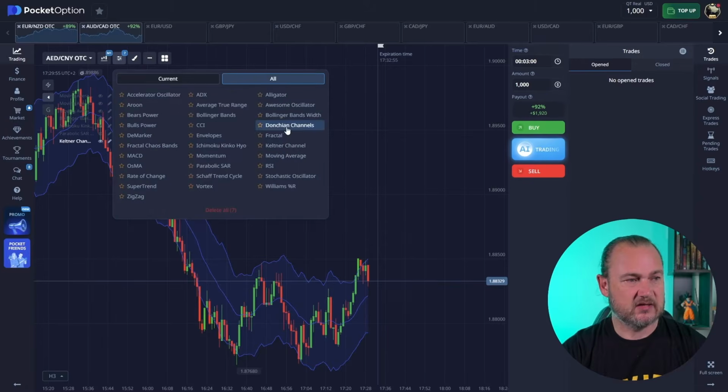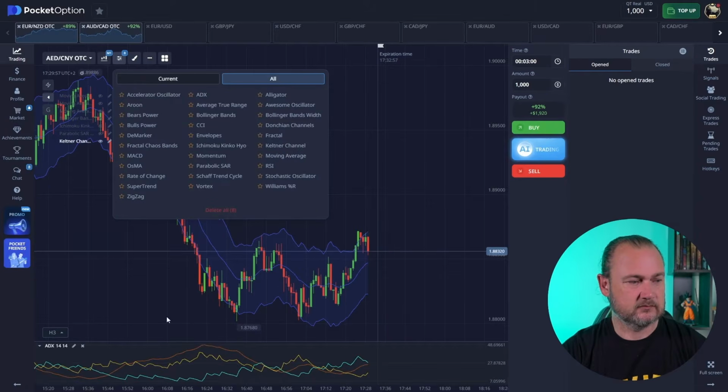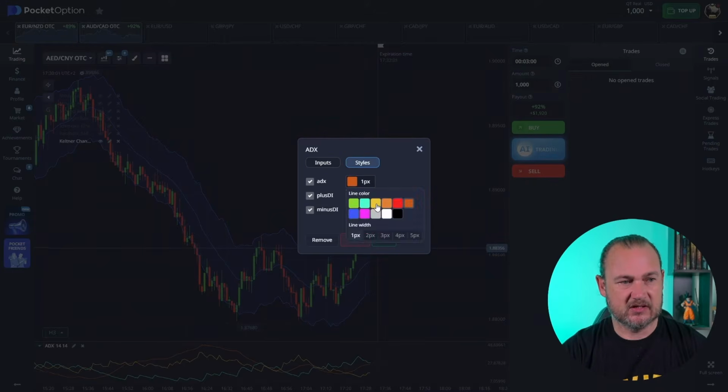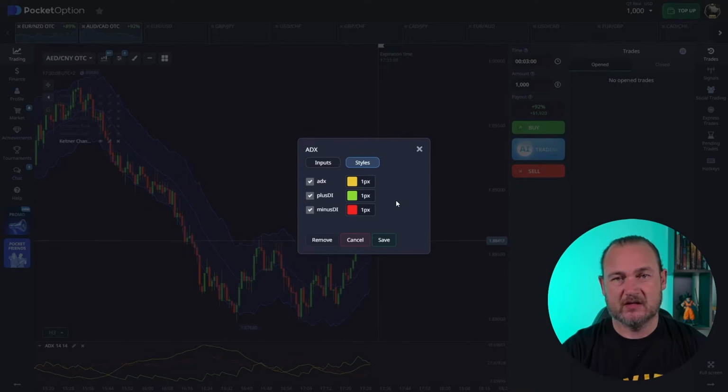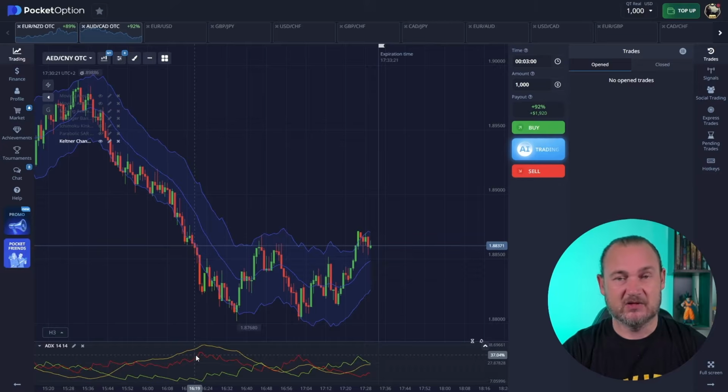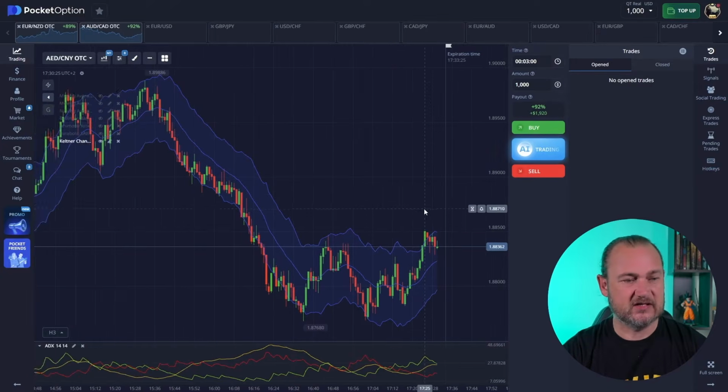Next up, we're going to add the ADX. Now the ADX, we're not going to change the settings, but I like my colors a little bit different. So I'm just changing the colors. This has no effect on the strategy itself. This just makes it easier for me to see the DI minus, which shows us downwards movement, being red, and the DI plus, which shows us upwards movement, being green, and then the ADX itself being yellow. So that's the indicators we're going to use.